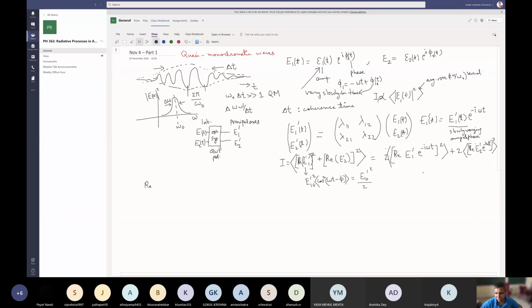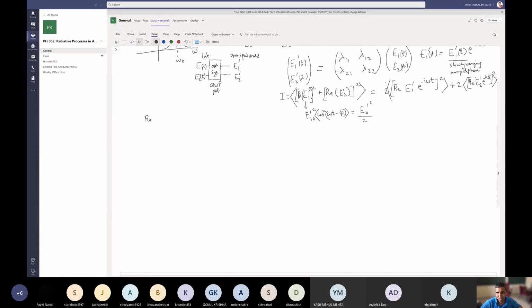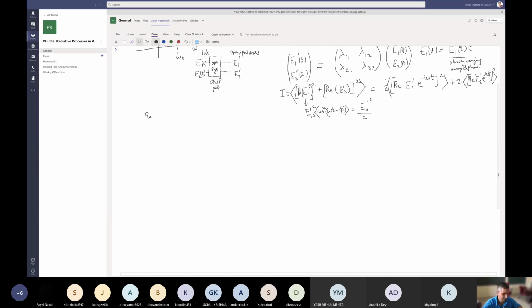Let's see. So everyone knows complex numbers, right? It's a little bit of manipulation of complex numbers. So if we do that, what do we get? Let me just write down 2 times the real part of E1 prime e to the minus i omega t, squared, and this is averaging over the fast variation.